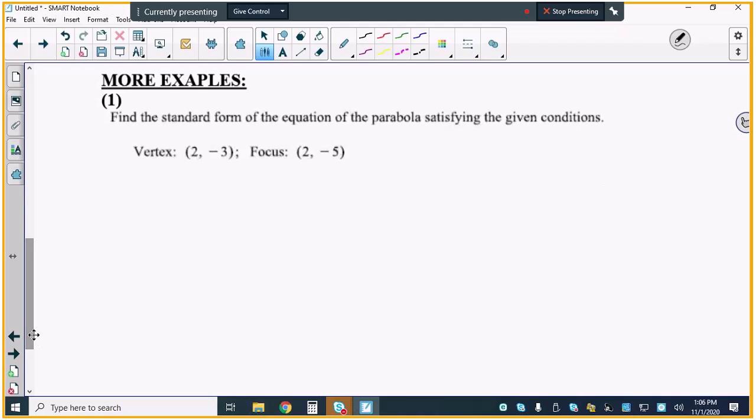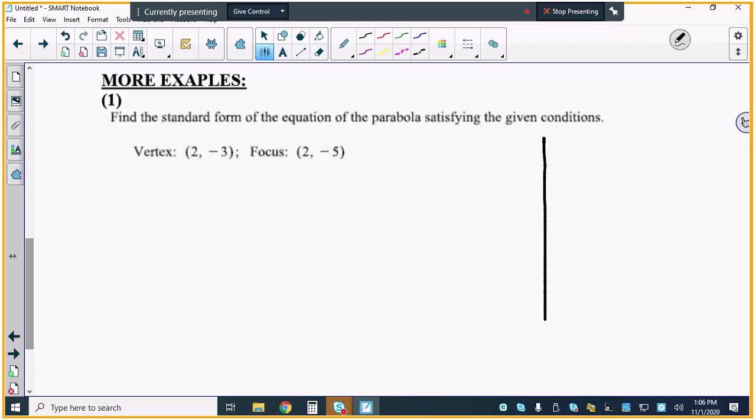Find the standard form of the equation of the parabola satisfying the given condition. The vertex is given to us, 2, negative 3. Focus is 2, negative 5. So what I observe first, the vertex has unchanged x coordinate to the focus. So h is not changing, k is changing.